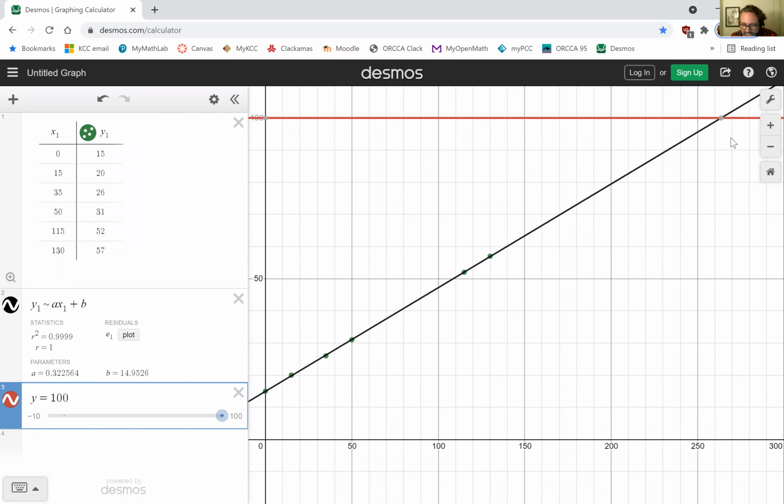And we can see at this intersection point, it says it'll be charged after about 264 minutes. What is that? 240 minutes is 4 hours. So this is about 4 hours and 20 minutes.